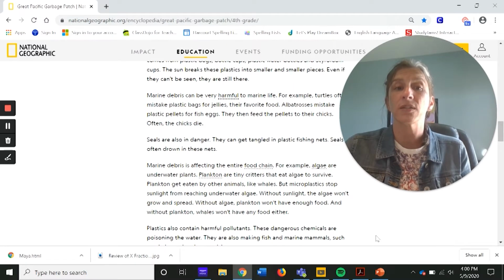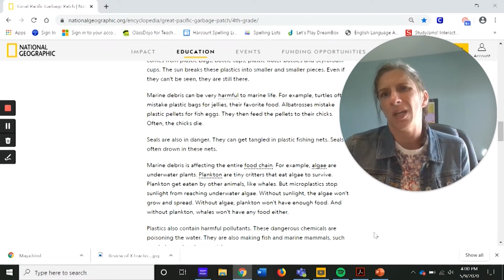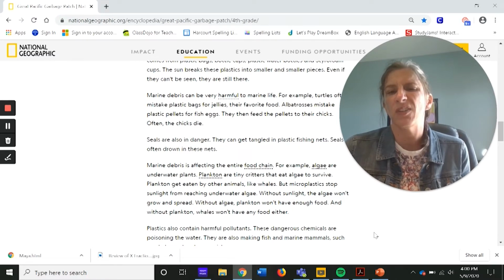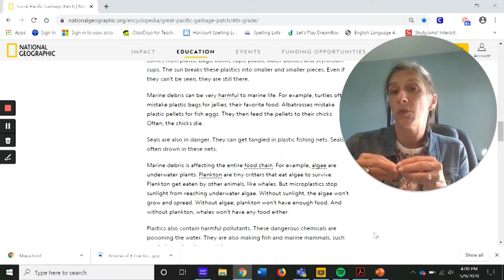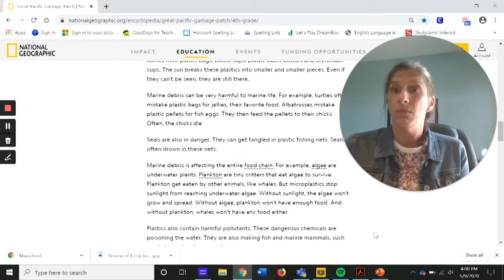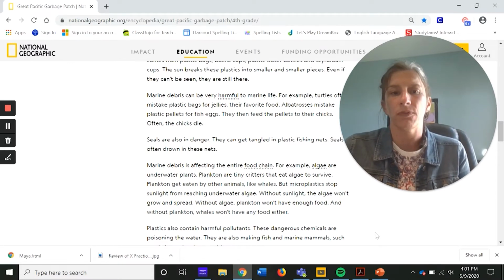But microplastics stop the sunlight from reaching underwater algae. Without sunlight, the algae won't grow and spread. Without algae, plankton won't have enough food. And without plankton, whales won't have any food either. And so some people think, well, what's the big deal? Like, these plastics come and it makes kind of a soupy thing, but the animals swim way underneath. But if that sunlight doesn't come, the algae doesn't form, which means the little plankton can't get food. And then large animals like whales eat that plankton. So one thing is affected and the whole food chain becomes off.